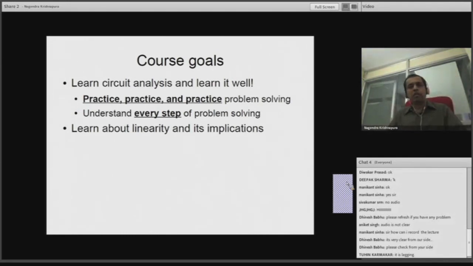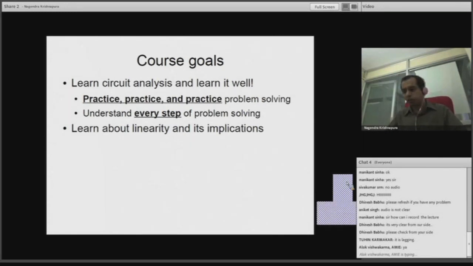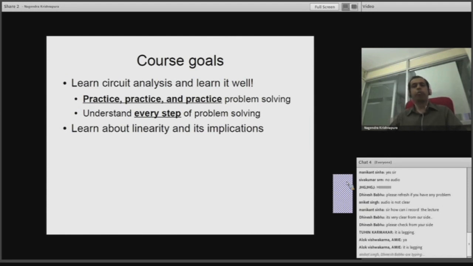It turns out that you don't have to analyze the same circuit many times. You analyze it for one set of inputs, you will know the answer for many other sets of inputs, okay, in fact, any other set of inputs. So, you have to become comfortable with this, the implications of linearity, how to recognize linearity and exploit it while analyzing circuits, okay.